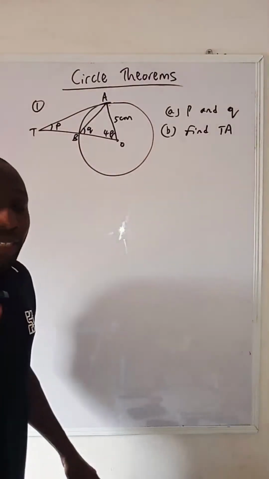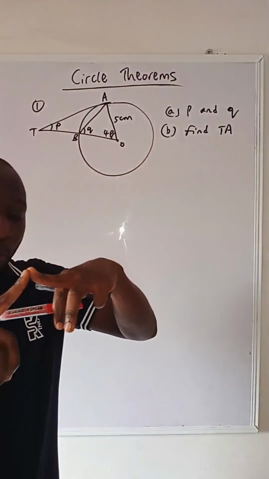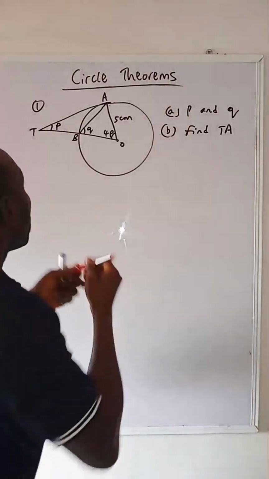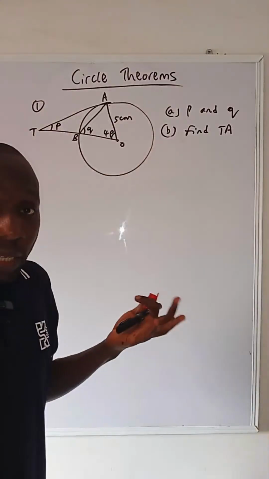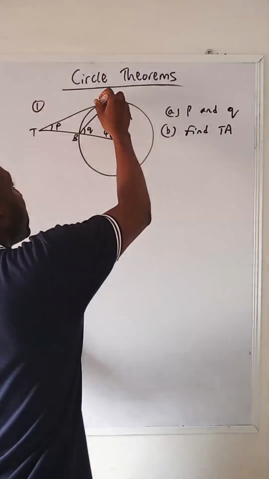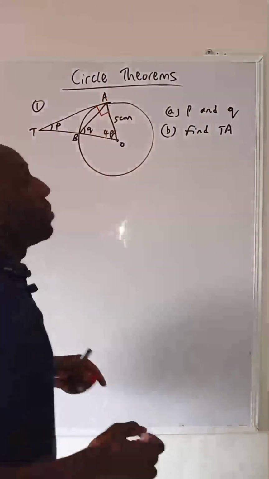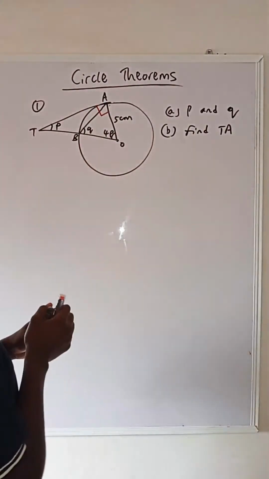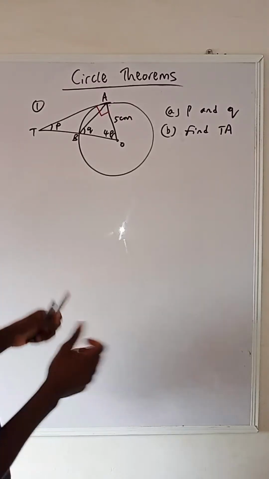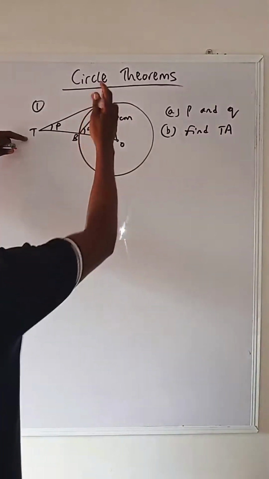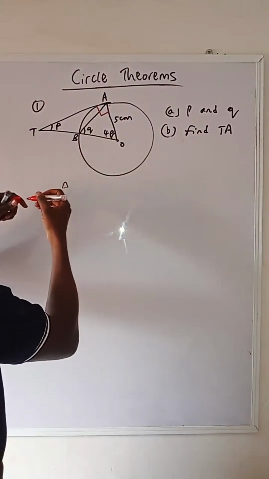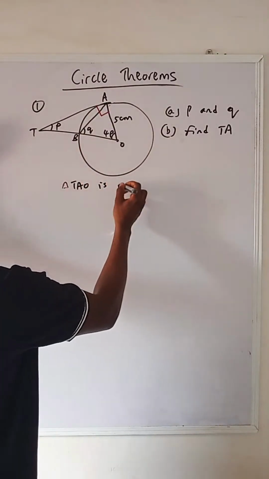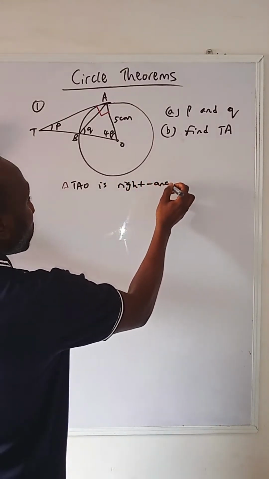So I hope you know that the angle between a radius and a tangent at the point of contact is 90 degrees. They didn't tell us, of course; they expect you to know. So this is 90 degrees. If that is the case, that will help us. You might say triangle TAO is right angled.